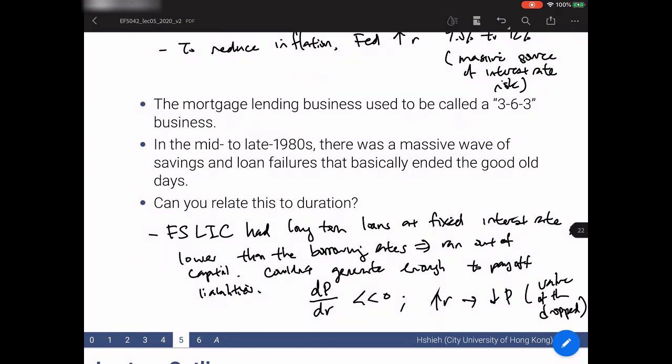All right, so that's our discussion on duration, bond duration, and duration mismatch. So the final topic that we want to discuss for this course is on no arbitrage pricing.